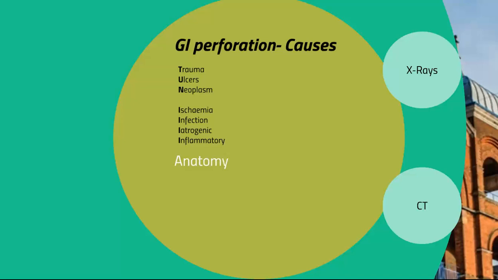Look at the constituents of the leak. If there's more air than fluid, then think stomach or duodenum or large bowel perforation. If there's more fluid than air, then think small bowel perforation.